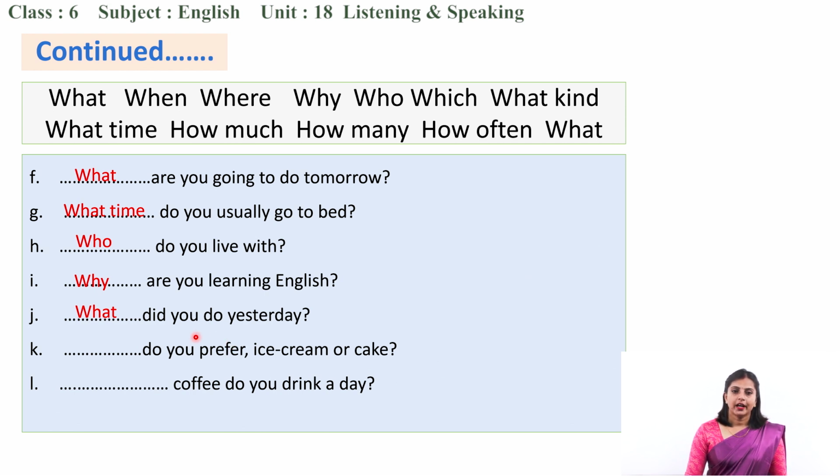Okay. Again, we have a choice. Okay. So, ice cream, cake. Now, if you have a choice, what question are you going to ask? Good. Which do you prefer? Ice cream or cake? Now, dot dot coffee do you drink a day? Quantity. Coffee is countable or uncountable? Yes, it's uncountable. So, what did you write? Good. Yes. How much? How much coffee do you drink a day?